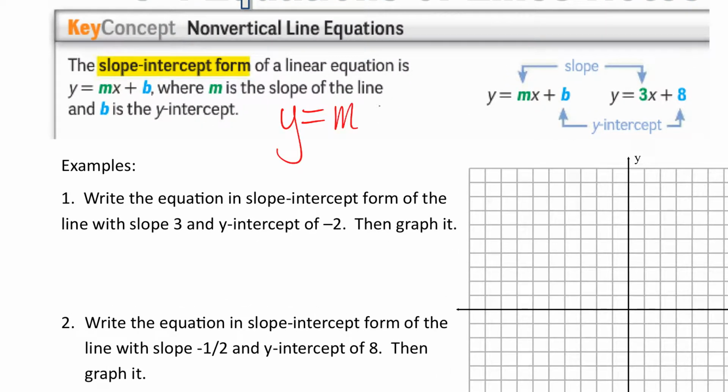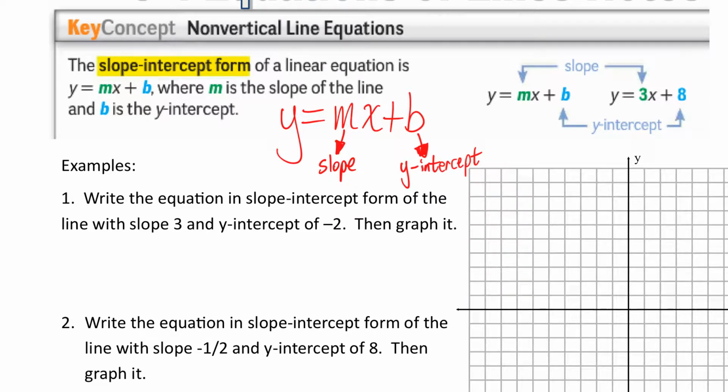Y equals mx plus b. Okay, so in this form, what does the m stand for, or what does it represent? The slope. What does the b represent? Good, it represents the y-intercept.